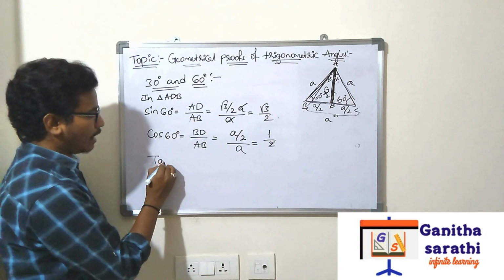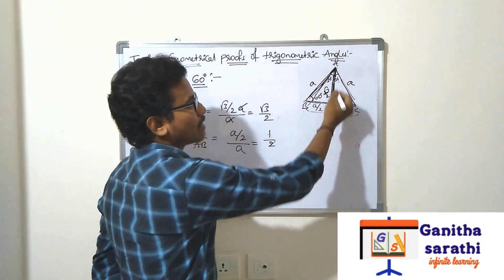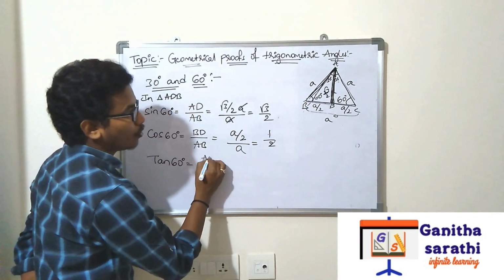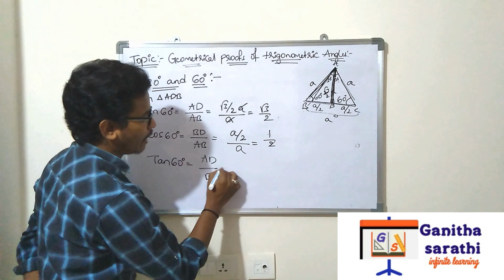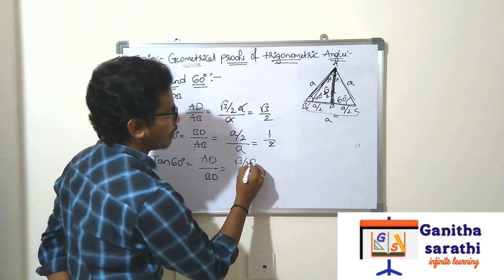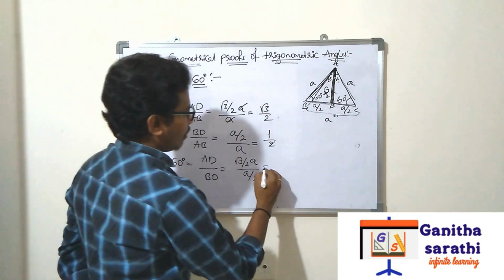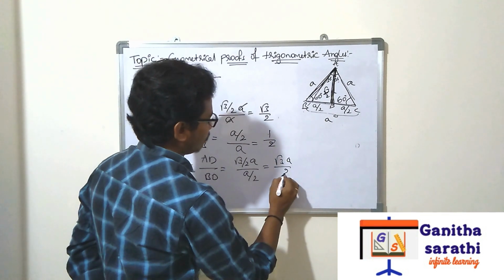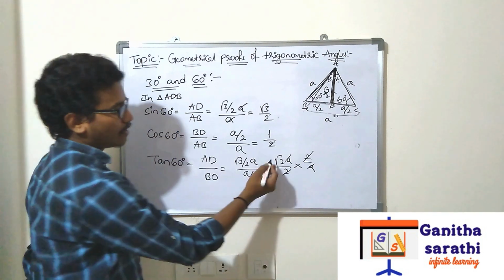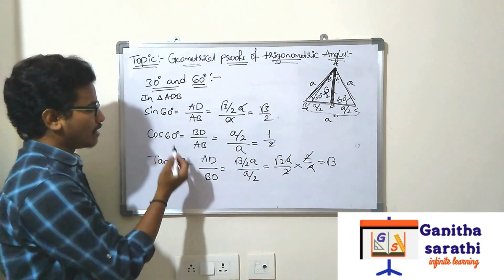Next, tan 60. Tan 60 is tan formula: opposite side by adjacent side. What is the opposite side? AD. What is the adjacent side? BD. So AD by BD. AD value is root 3 by 2 A, by BD value, which is A by 2. Make it reverse. Root 3 A by 2 into 2 by A. A and A get cancelled. 2 and 2 get cancelled. What is the remaining value? Root 3. This is sine 60, cos 60 and tan 60.